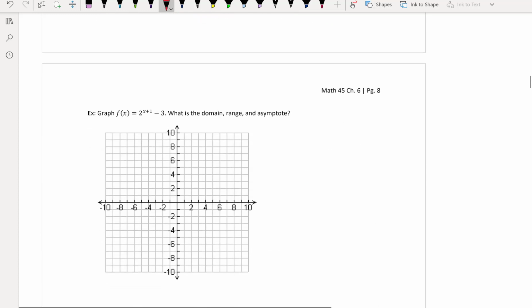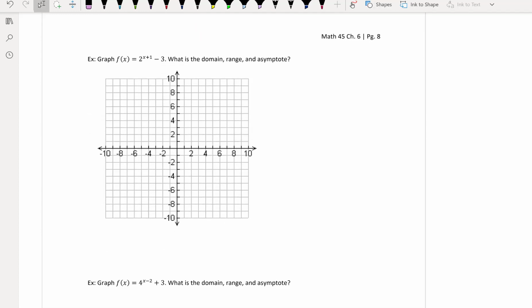So let's put these into play. It says to graph this function, f of x is equal to 2^(x+1) minus 3. What is the domain, range, and asymptote? From here, we can also put it into the y equals on your calculator. So graph on calculator.